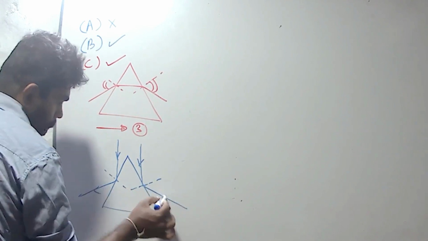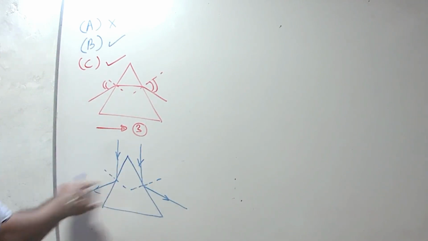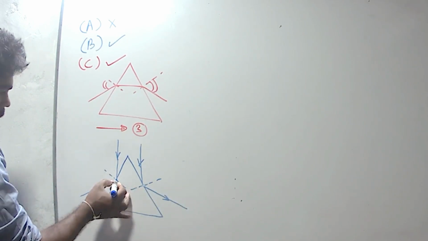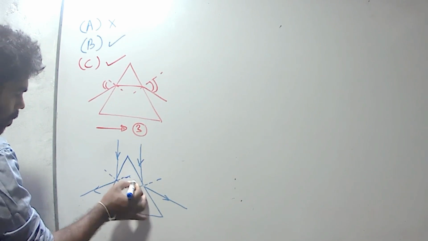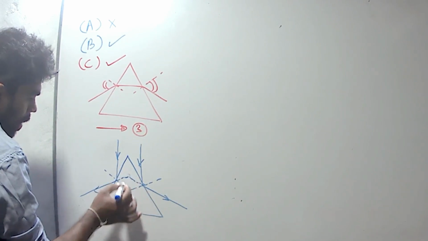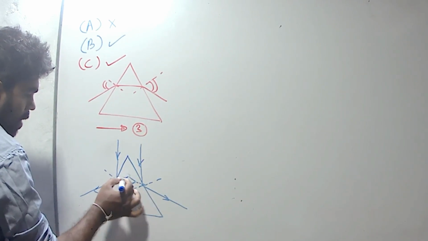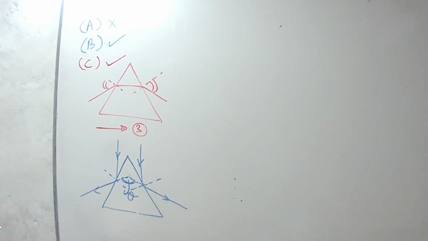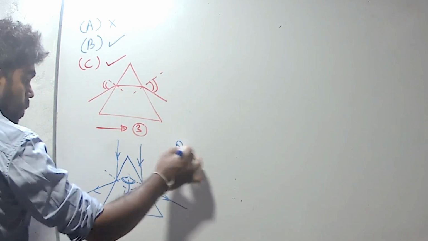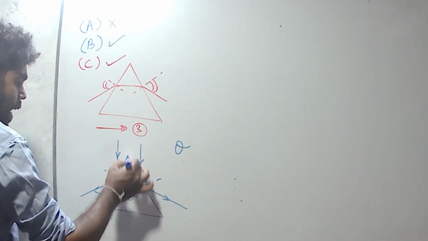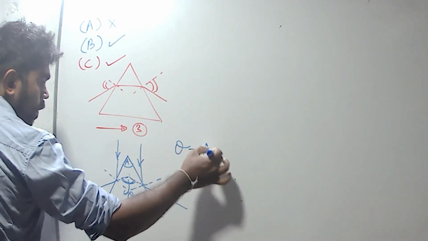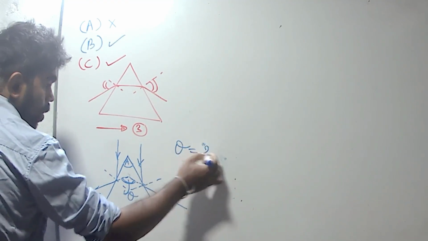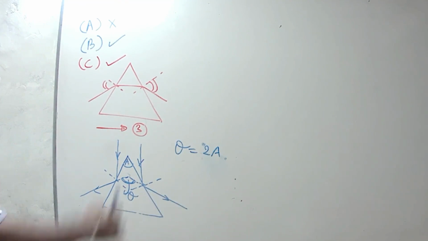Then reflected rays are this ray and this ray. We know that the angle between reflected rays, this angle, I will consider it as theta. It should be 2 times of this angle. Sorry, theta equals 2A, 2 times of prism angle.